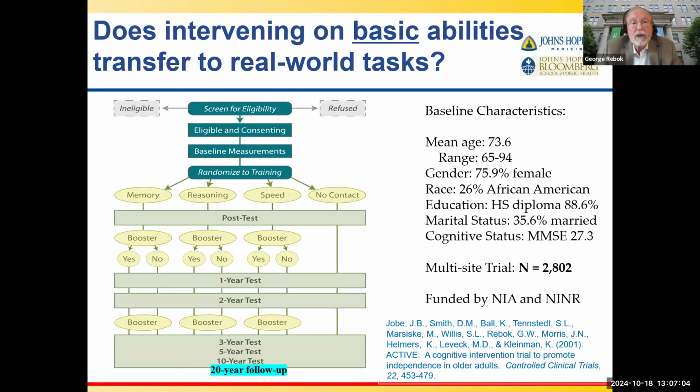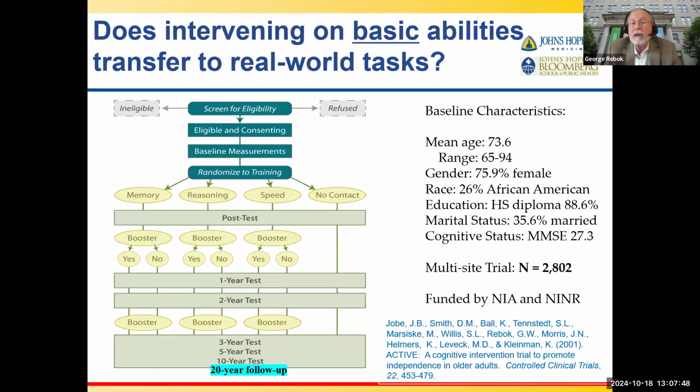Now, ACTIVE was a large cognitive intervention trial that asked the question of, does intervening on basic cognitive abilities transfer to real-world tasks? You see the design of the trial here on the left-hand side of the slide. Following extensive baseline measurements, there was randomization in one of 4 treatment conditions, either memory, reasoning, speed of processing, or a no-contact control, followed up by post-tests through 10 years, as well as booster interventions 1 and 3 years past after the initial intervention. And then we did a 20-year follow-up where we related the ACTIVE survey data to large secondary data sources like Medicare claims records and National Death Index records.